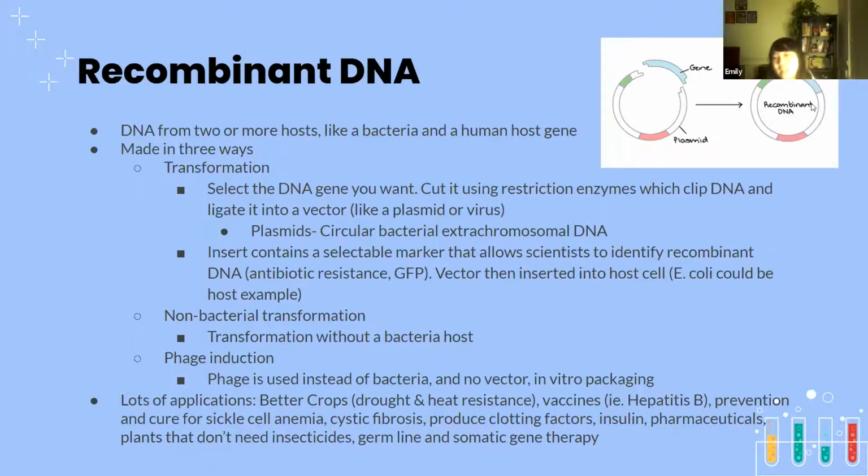But recombinant DNA has a lot of uses. For example, if you have a crop that has a gene that makes it drought resistant, and you want more of your crops to be drought resistant, then you can take this gene and add it into other entities, beings, vaccines, prevention, etc., etc.